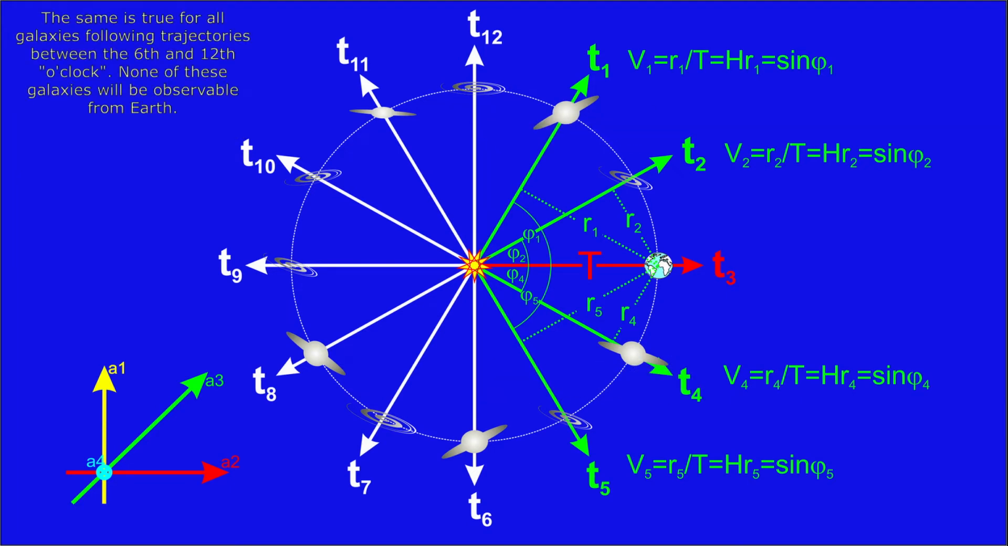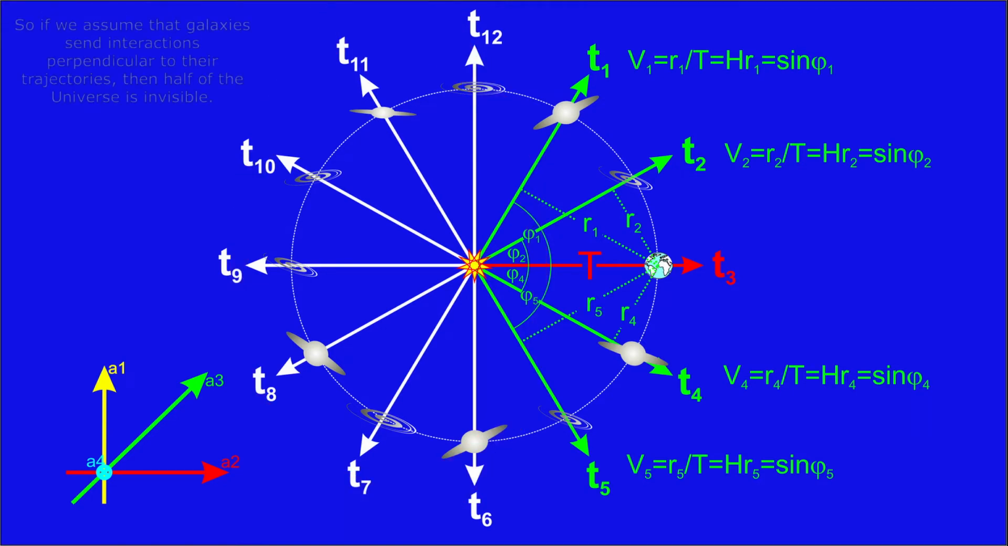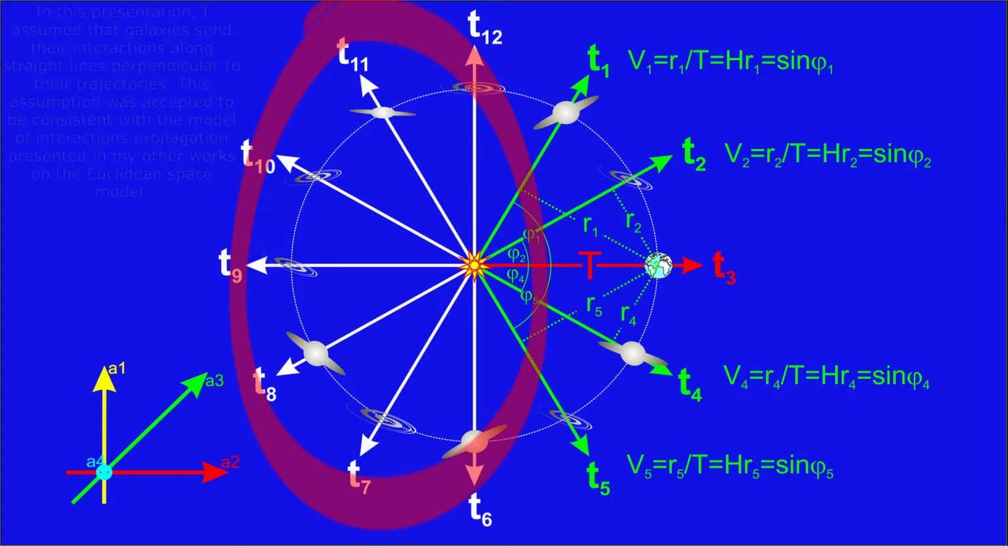The same is true for all galaxies following trajectories between the 6th and 12th o'clock. None of these galaxies will be observable from Earth. So, if we assume that the galaxies send interactions perpendicular to their trajectories, then half of the universe is invisible.